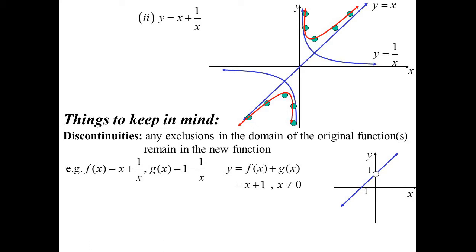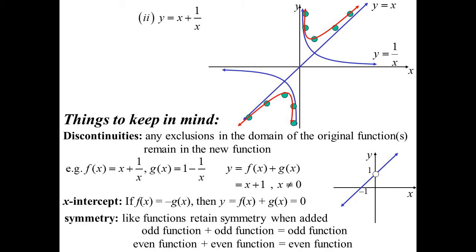And I can't substitute 0 into that because of the bottom of the fraction. X-intercepts, that's what I was talking about, the same above as below. So if one's positive, one's negative, they'll add together to give 0. Symmetry. Okay, functions will retain symmetry when they're added.